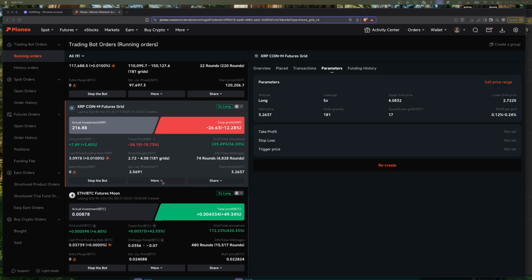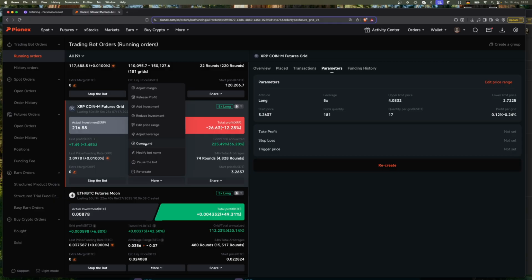This bot has a bit more options. So when you click more, you can see I could compound. It doesn't make sense because I'm not in profit. I could add margin if we get close to the liquidation price. I could adjust leverage. I could edit the price range. Most of this stuff, especially editing the price range and adjusting leverage, is not the best idea if you're in the negative, because it closes all currently open orders and you will realize the loss in this case.